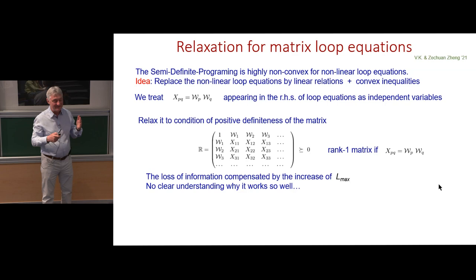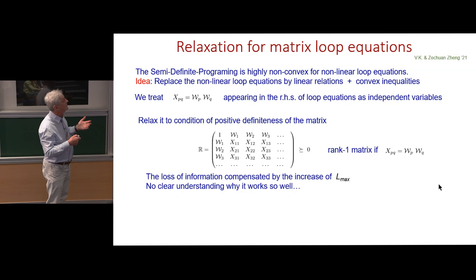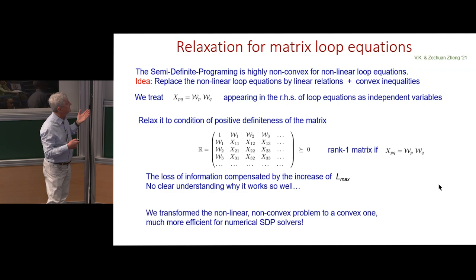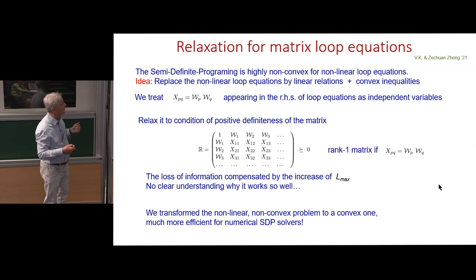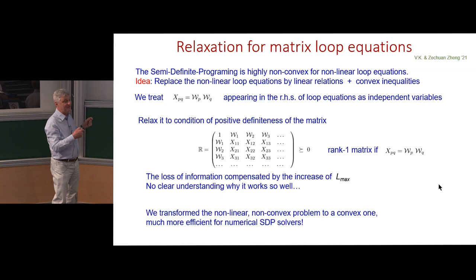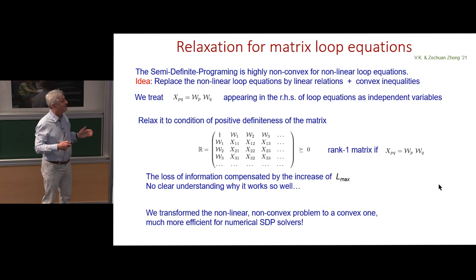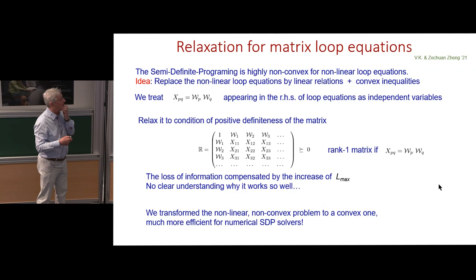And actually, we noticed that many of our X_PQs really go to W_P W_Q. But I think this problem waits for mathematicians to explain why it works so well. And it works indeed very well because we transformed our nonlinear, non-convex problem into a convex one, much more efficient for any numerical SDP solvers. Some loss of information here we compensate by increasing the cutoff, L max. We checked on matrix models that it works very well. So it's something to use in Bootstrap. Okay, and this is the full description of the procedure.